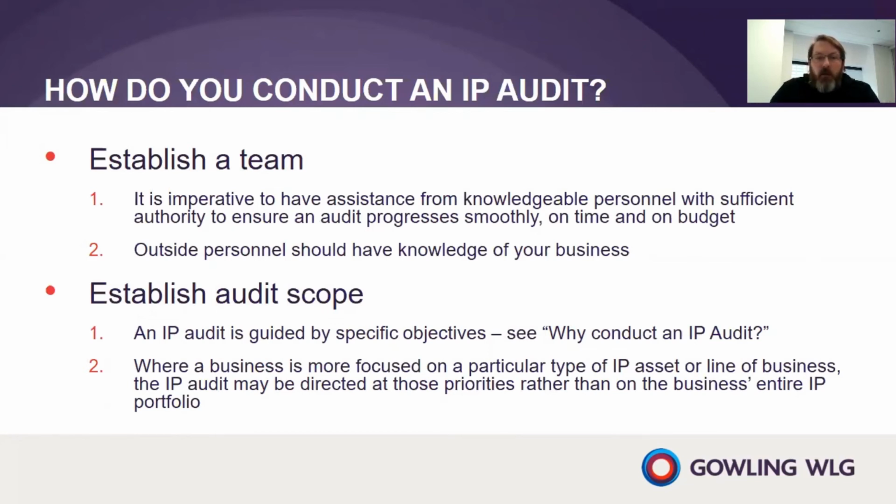It's important to have an audit scope at the beginning. The team gets together, discusses what the specific objectives are of the business, and tailors the scope appropriately. Where a business is more focused on a type of IP asset or has a particular line of business, for example, that it wants to review, possibly because it was a recent acquisition, the priorities can be established accordingly.